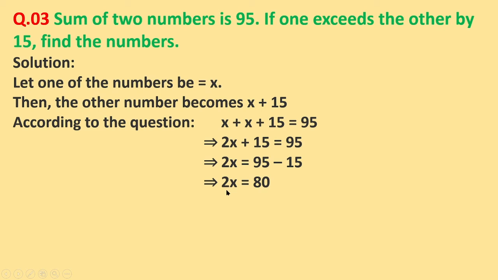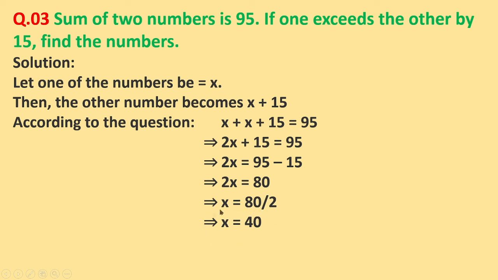Now what will we do? We'll transpose this 2 to the right hand side. Now 2 is in multiplication with x. When we transpose this to the right hand side, it will divide the number 80. So x will become 80 divided by 2. Why does it become divided? Because it was in multiplication. When we transpose, multiplication becomes division. So 80 divided by 2 is how much, children? That is 40 only. So x is equal to 40.